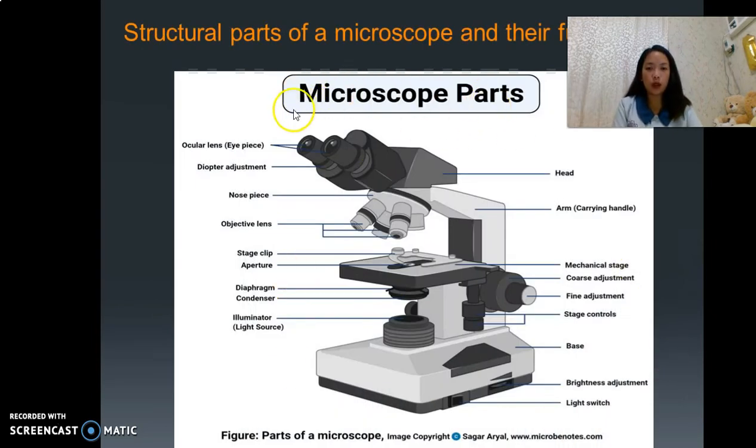So ito ang microscope and their parts of a microscope. Meron tayong ocular lens or eyepiece, diopter adjustment, nose piece, objective lens, stage clip, aperture, diaphragm, condenser, illuminator, head, arm, mechanical stage, coarse adjustment, fine adjustment, stage controls, base, brightness adjustment, and light switch. Lahat na ito madidiscuss natin in the next page. So, next page na tayo.